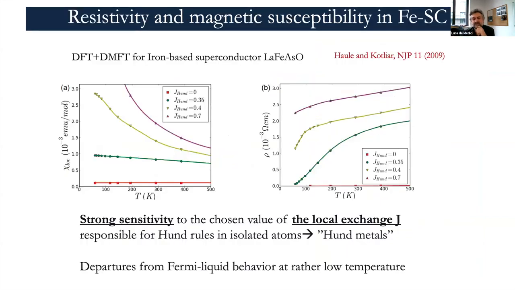Now, when doing calculations very early on, the group of Gabi Kotliar and Kristjan Haule realized how sensitive realistic calculations for these materials were to the explicit value of the Hund's coupling that they chose, and how much Hund's coupling was triggering very early in temperature departures from Fermi liquid physics. So it was lowering the coherence and actually enhancing the correlations in these materials. And it was in a subsequent paper, with Zhiping Yin, that they coined the word Hund metals.